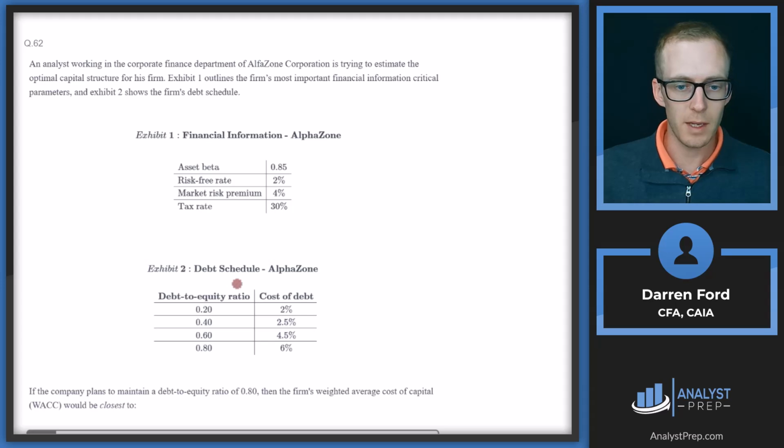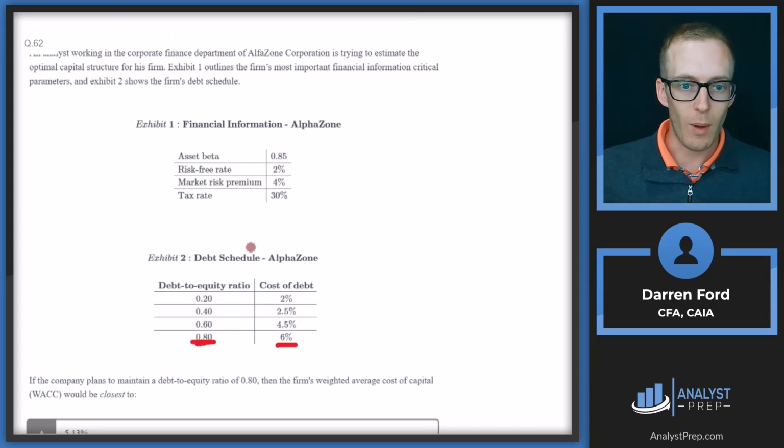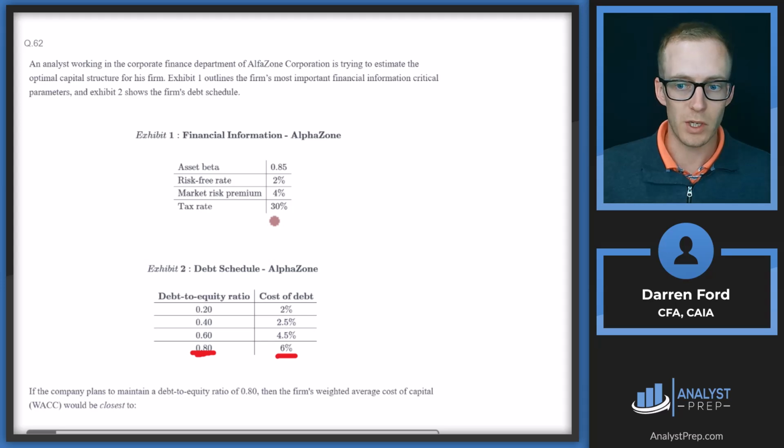So we're given cost of debt. This is going to be pretty straightforward here. So we're going to be using the 6% number since we're looking at debt to equity of 0.8. However, we will need to adjust that for the tax rate to get after-tax cost of debt. So that's going to be pretty straightforward.